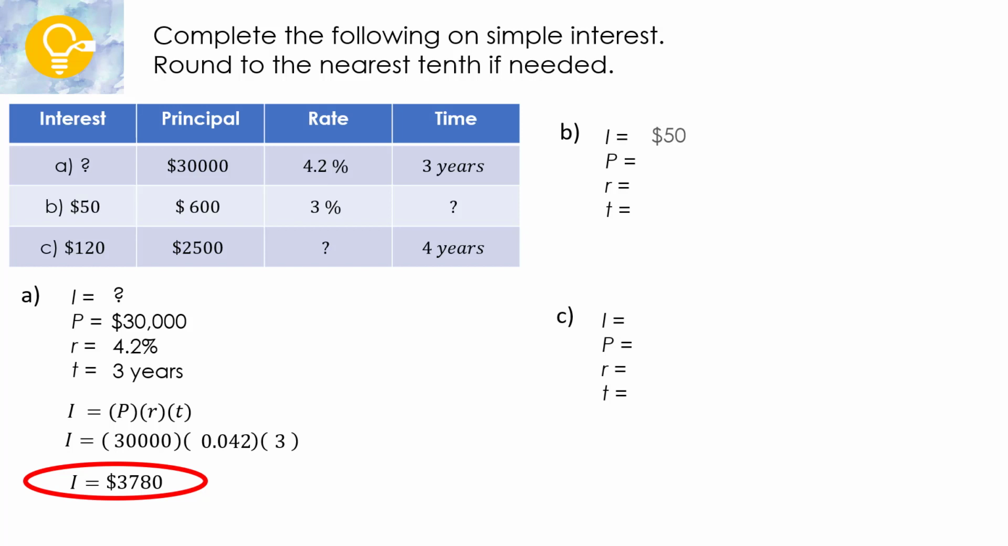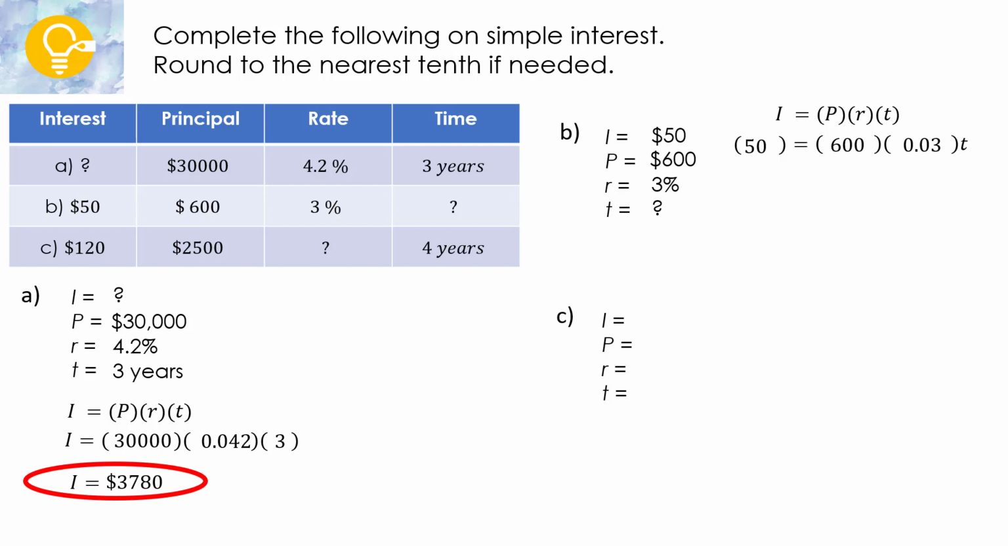Let's look at B. The interest for B is $50. The principal is $600. The rate is 3%, but we don't know the time. Once again, we're using the simple interest formula. We happen to know the interest, and that's 50.